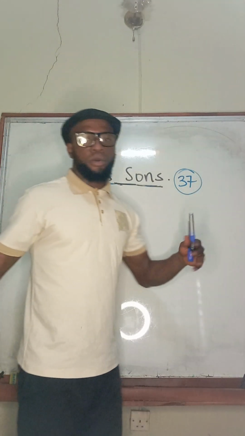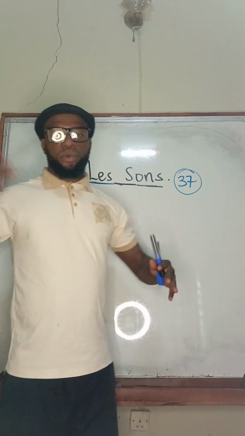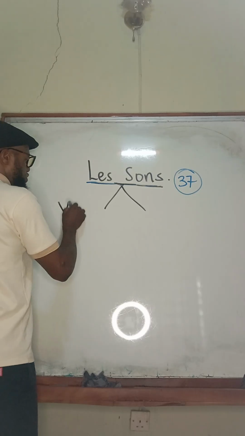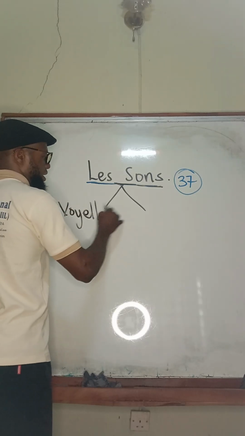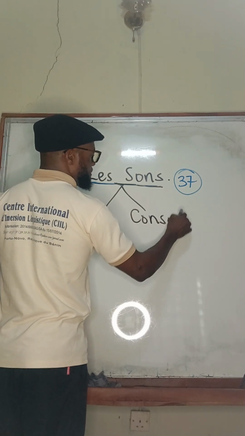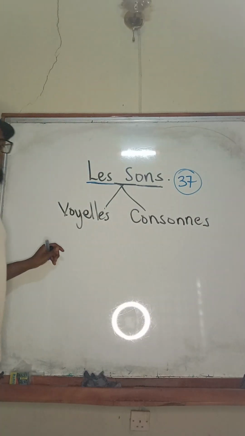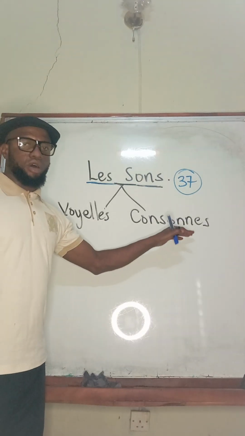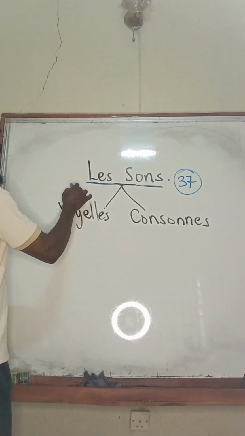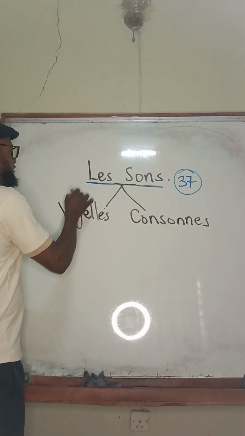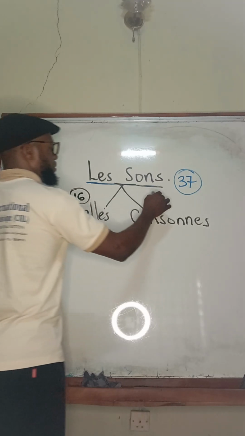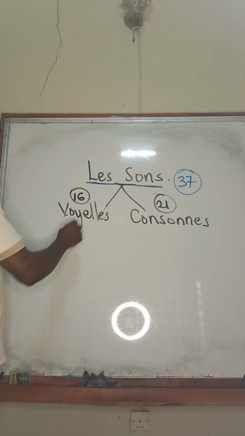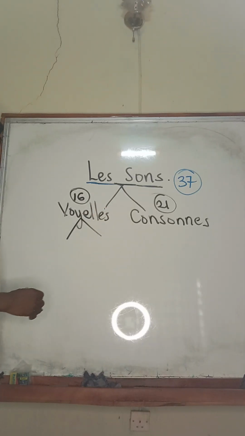We have vowel, we have consonant. Under these 37 sounds, we have vowel and we have consonant. Let's look at it here. We have what we call vowel, then we have consonant. Can you repeat after me? Vowel, vowel, consonant, consonant. Très bien. So we have 16 vowels, and we have 21 consonants.